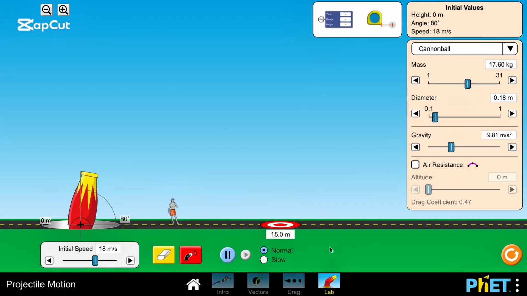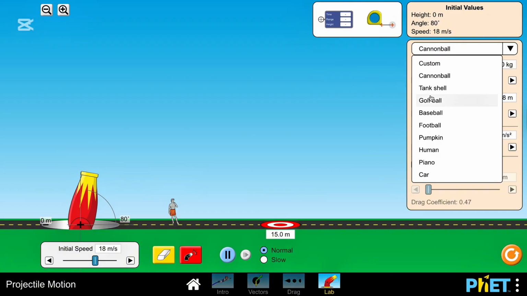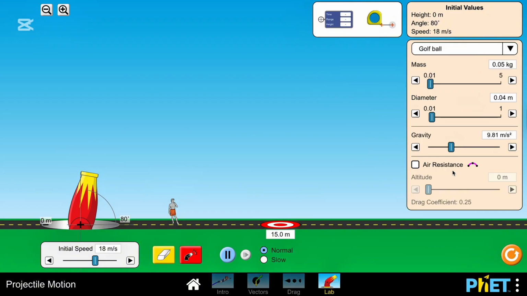My name is Jimena, and today we're going to explore projectile motion. Our goal in this simulator is to hit the target that is 15 meters away from where the cannon is placed. So we have to adjust some values. For example, we're going to use a golf ball. We don't have any resistance. Gravity 9.81. And let's try it first with 50 degrees and 15 meters per second.